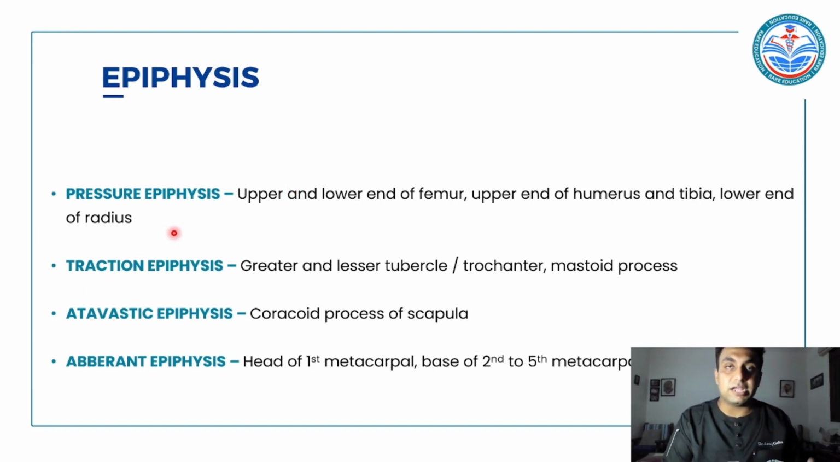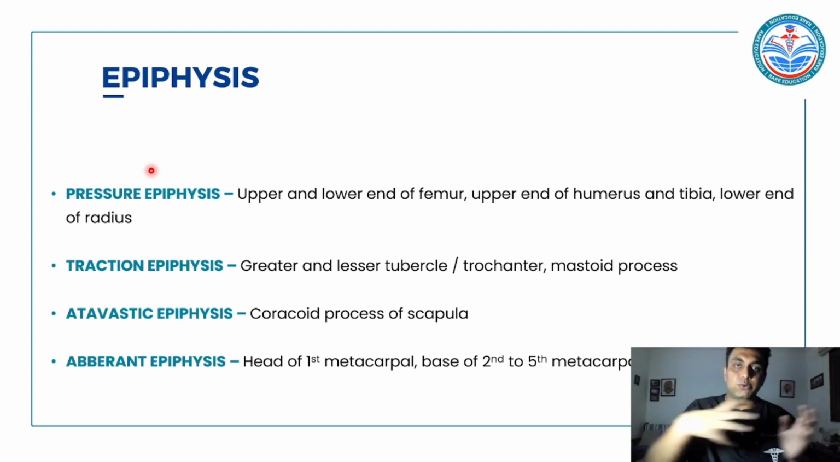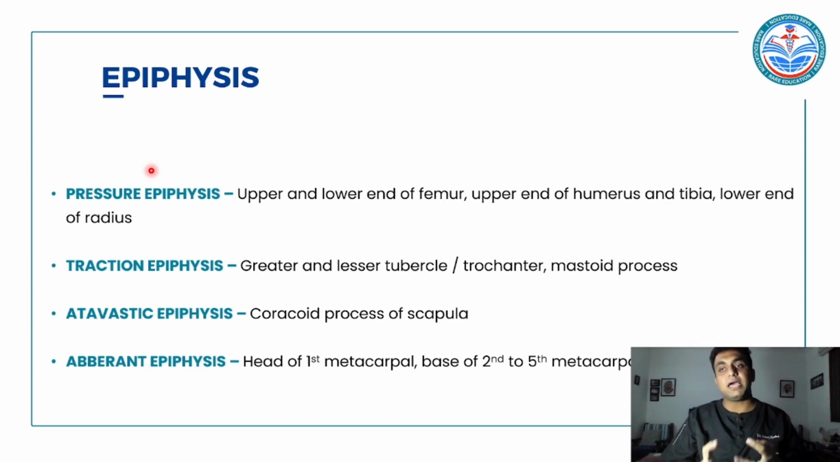Always remember that anatomy is the only subject in which we are allowed to cheat, because we can take our own body inside the examination hall. Everything else will be kept outside. So if you remember these on your own body, you will never forget them. Traction epiphysis. So before traction, let me make you understand pressure epiphysis. Pressure epiphysis is the part of the bone that helps in transmission of the body weight from one end to another end. So upper and lower end of the femur, upper end of the humerus and tibia, and the lower end of the radius are the pressure epiphysis.